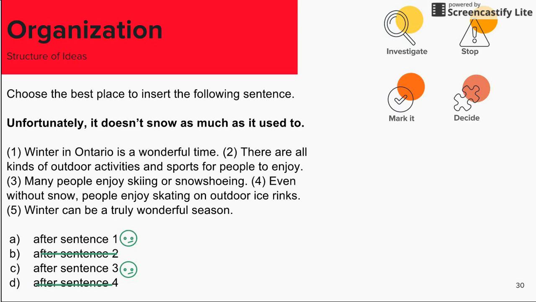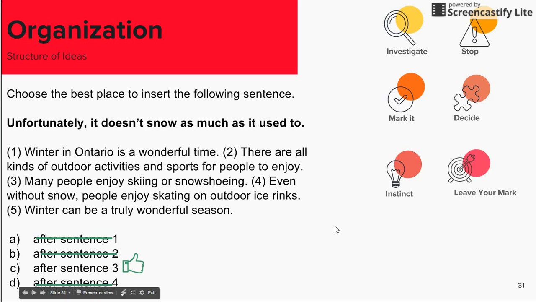Reading through this question again, I can find a hint here. Even without snow, in the prompt line, unfortunately, it doesn't snow as much. So using my instinct and gut feeling, I can determine that the sentence should probably be placed after sentence 3 and before the 4th sentence. Make sure you leave your mark and don't leave any questions blank.